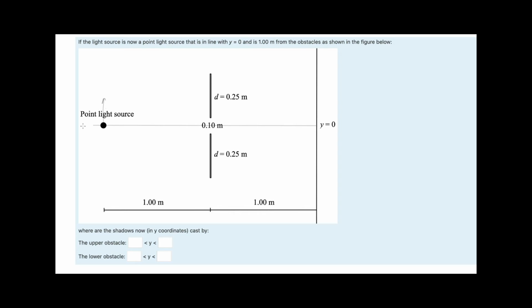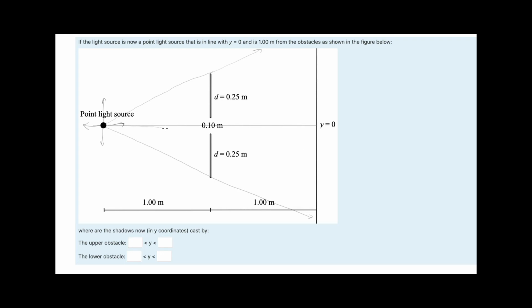So if we consider our point light source, it's going to be radiating in all directions like this. Therefore, we can assume that the ray that is coming up and just clipping the top of this obstacle is going to dictate where the shadow is going to have a path like this. So therefore its shadow is going to be cast up here somewhere. Similarly with the bottom, we can assume that the lower obstacle is going to do something like that. So its shadow is going to be in there.